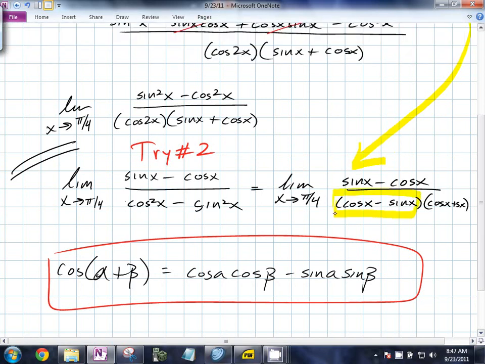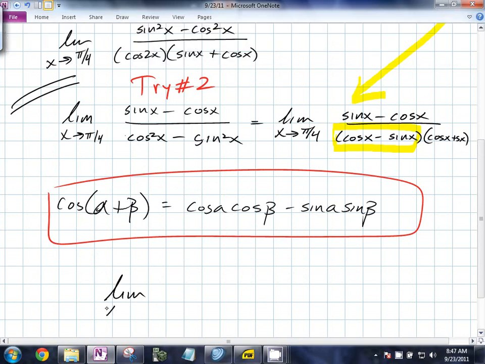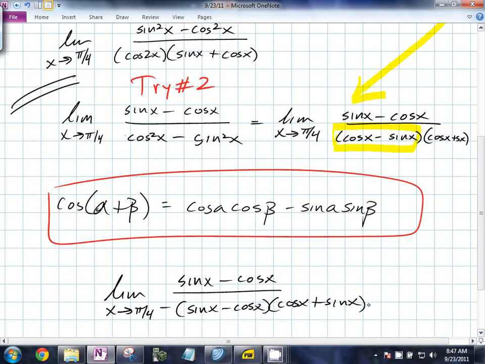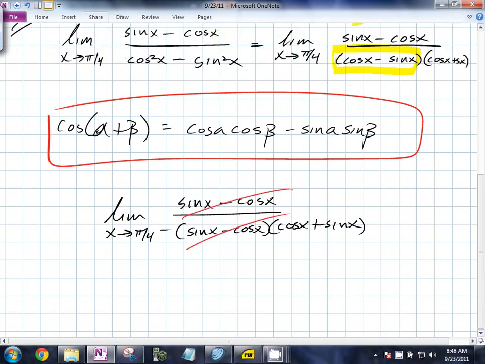So what do you end up with? You end up with the limit as x goes to pi over 4 of sine x minus cosine x all over negative sine x minus cosine x times cosine x plus sine x. What cancels now? Yay! Those go away. And now you're left with negative the limit as x goes to pi over 4 of 1 over cosine x plus sine x.